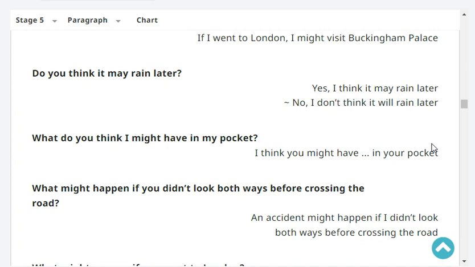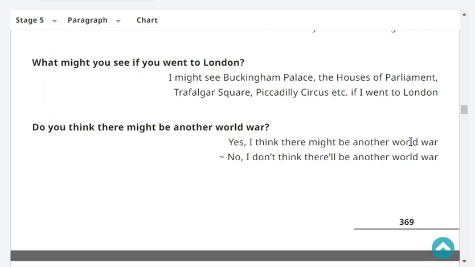An accident might happen if I didn't look both ways before crossing the road. Very good. What might you see if you went to London?